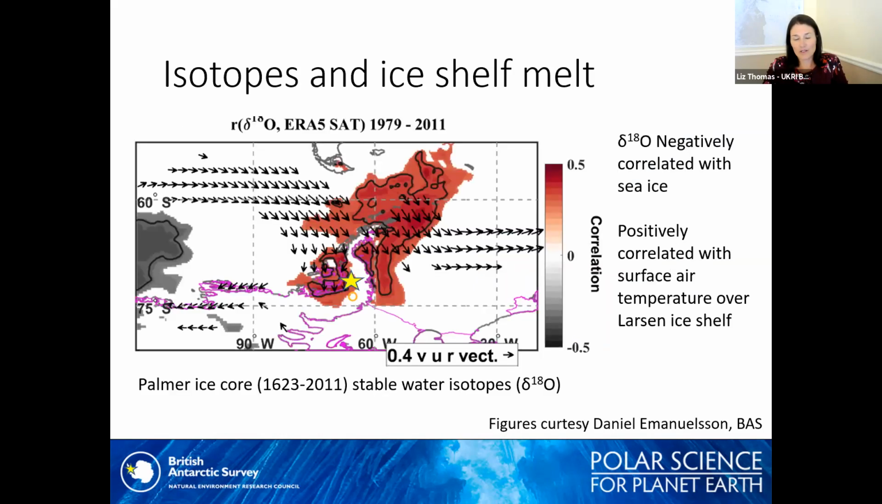Now, the diatoms are very much a new proxy that we're working on, but there's also still things that we can do with the more traditional proxies. So the stable water isotopes, for example, is something that we've widely used, but there's still a lot more we can get from it. So I'm currently working on a new record from the Antarctic Peninsula.